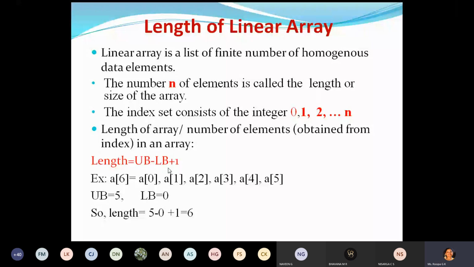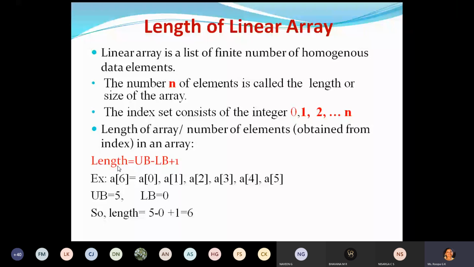Can you imagine what is UB? Anyone? I didn't mention it here. Just want to ask you. UB means upper bound. LB means lower bound. Upper bound minus lower bound plus 1. This is the formula to find out the size of the array.